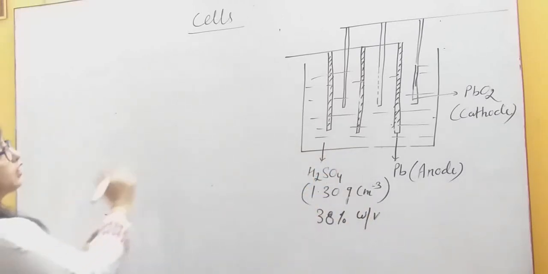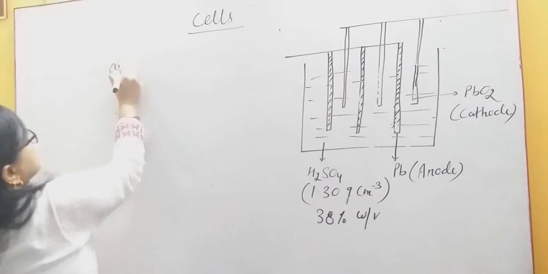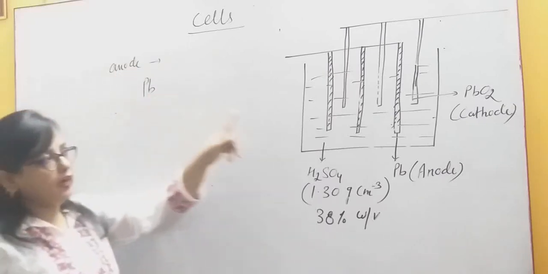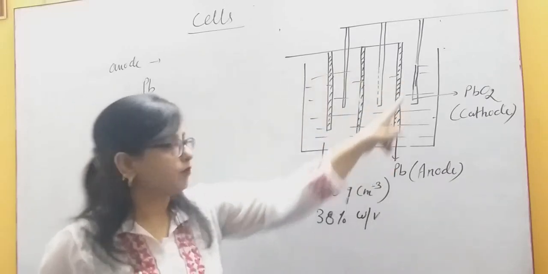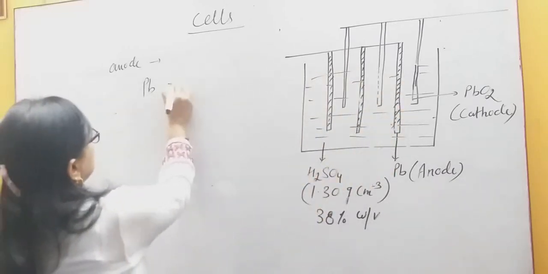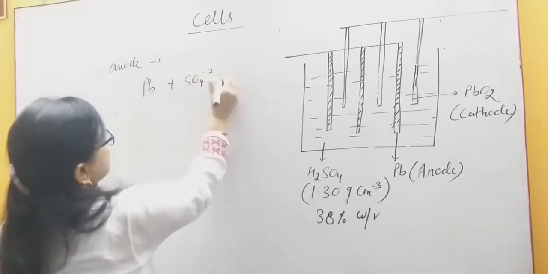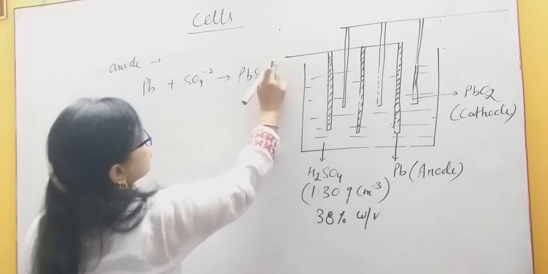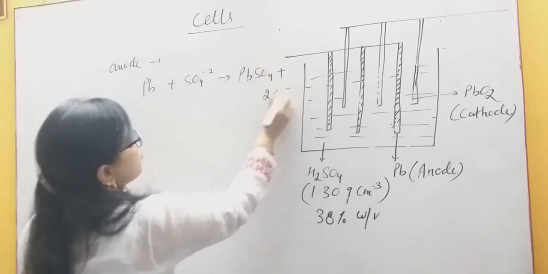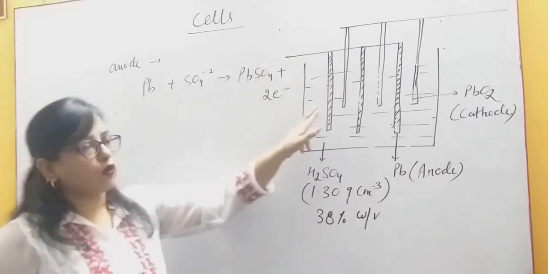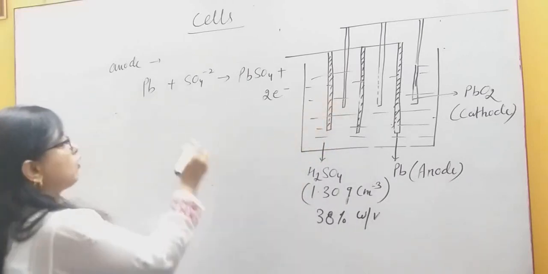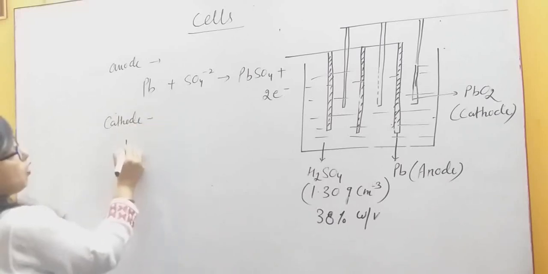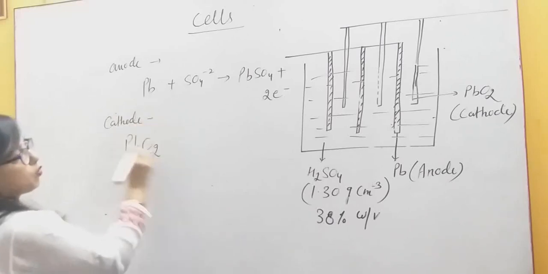Now what will be the reaction? Anode is lead, plate of lead. In presence of sulfate ion, it is converted into PbSO4 by removal of 2 electrons. So 2 electrons are removed here. These electrons migrate to the cathode, and cathode is PbO2.